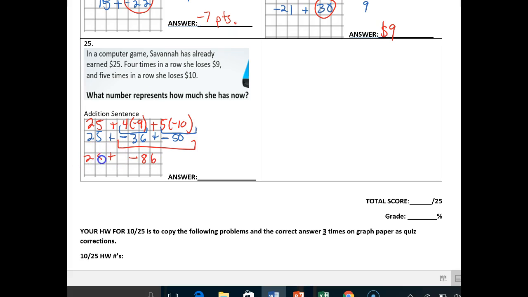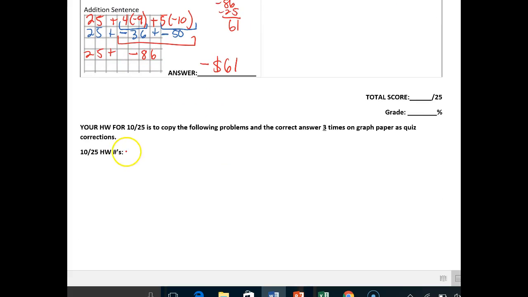So bring on down 25. So 25 plus negative 86, that's a DSSL. 86 minus 25. 6 minus 5 is 1. 8 minus 2 is 6. So you should be left with negative $61.